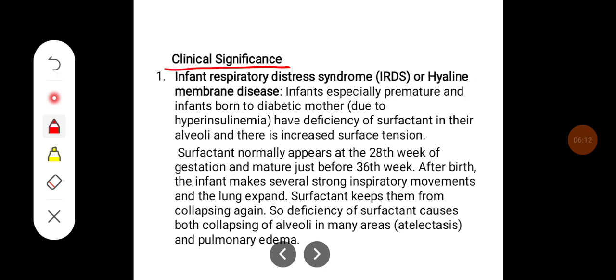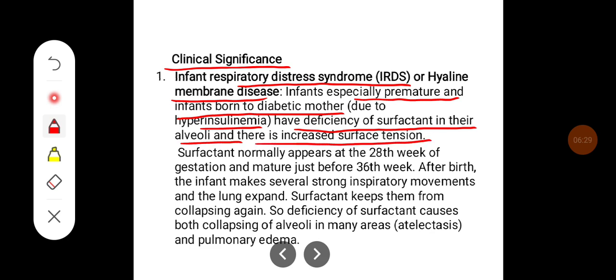Clinical significance: infant respiratory distress syndrome or hyaline membrane disease. Infants, especially premature infants and infants born to diabetic mothers due to hyperinsulinemia, have a deficiency of surfactant in their alveoli, and there is increased surface tension. Surfactant normally appears at the 28th week of gestation and matures just before the 36th week.